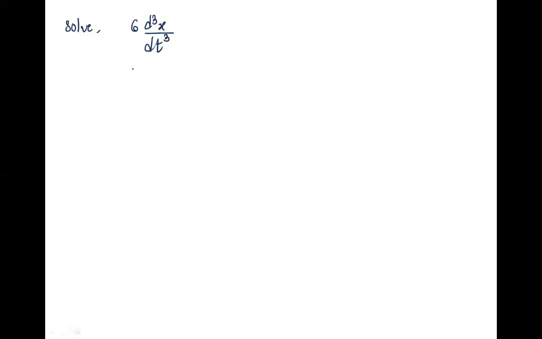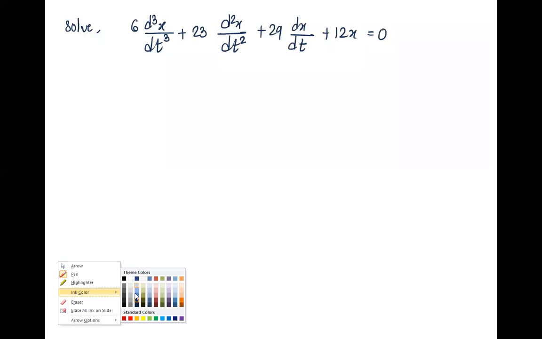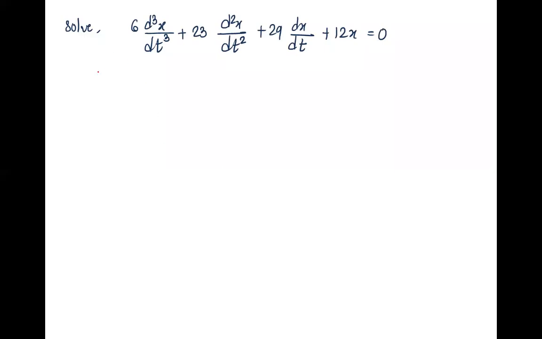Okay, write the question. Solve d cube x by dt cube plus 23 d2x by dt square plus 29 dx by dt plus 12x is equal to 0. Okay, solution. What do we do first here? Put d by dt is equal to capital D. Yes, d by dt is capital D.